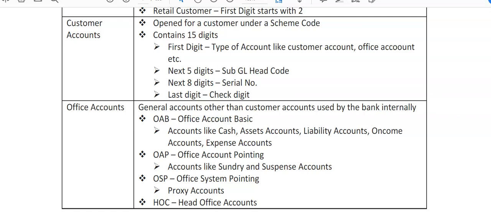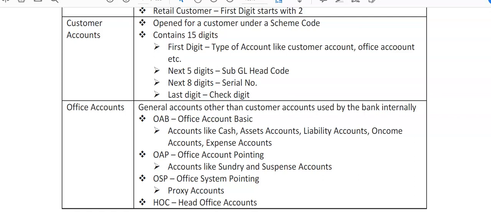Now very important is these office accounts. So just have an idea. You should have brief knowledge. I know most of you may not be working in office accounts, because generally they are dealt with by back offices. So general accounts, other than customer accounts, used by the bank internally, OAB, you can note it down, office accounts basic.